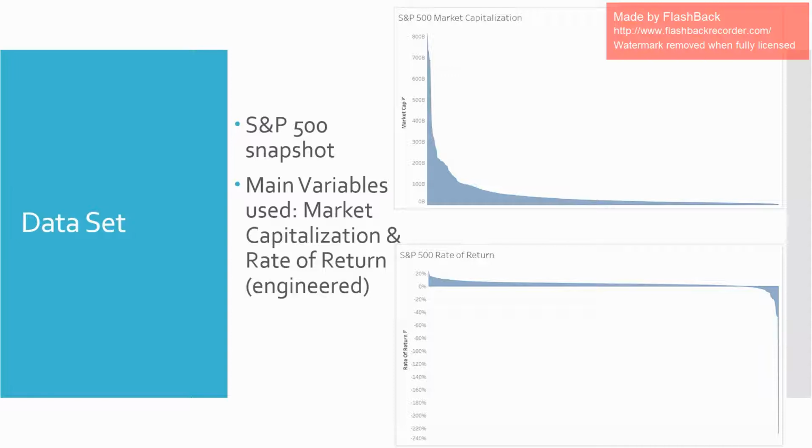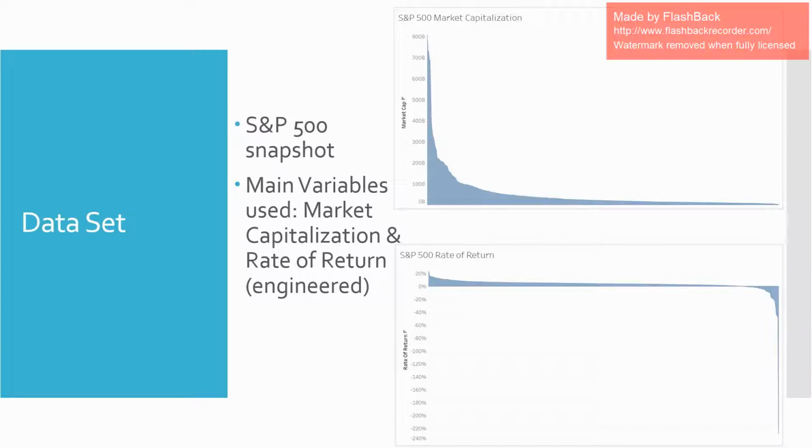In this project, the main columns I used were market capitalization and rate of return, which I had to calculate. So the function of rate of return is given by the current price minus the last price point in time, all divided by the last price point in time. But since this is not a time series data set, I didn't have the last price point in time. I did, however, have earnings per share, so I just assumed that that was equal to current price minus the last price point in time. And operating under that assumption, I was able to calculate rate of return.